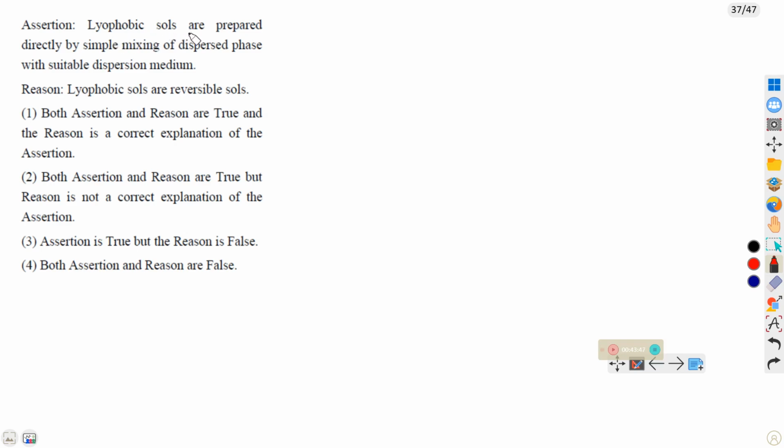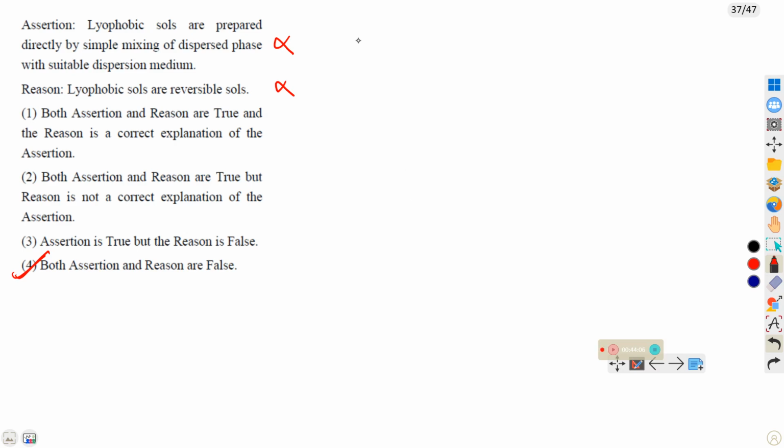Assertion: Lyophilic sols are prepared directly by simple mixing of dispersed phase with suitable dispersion medium. Wrong. Lyophobic sols are irreversible sols. Wrong. Both assertion and reason are false.